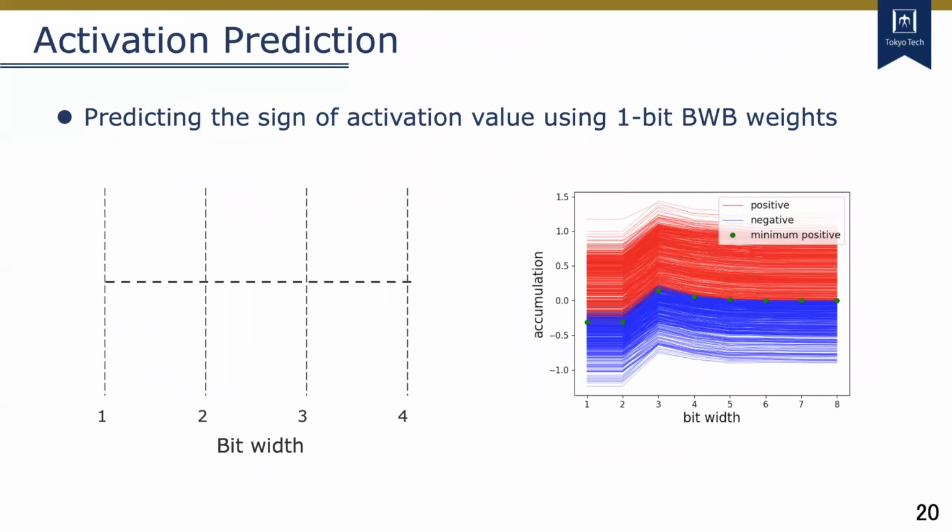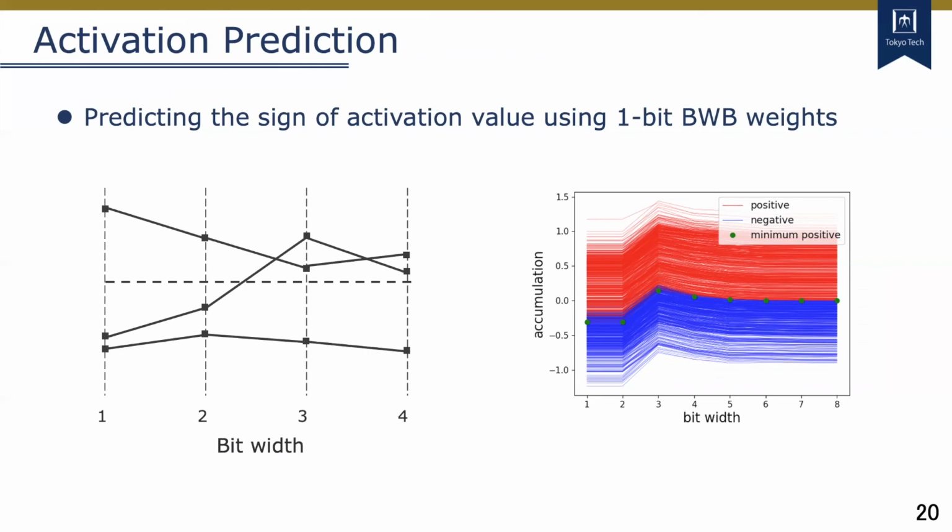Next, I will discuss further computation reduction using activation prediction. In this slide, I explain the right figure. These 3 dots represent the activation output with the calculation of the 1-bit BWB weights, and we repeat this from 1 bit to 4 bit, and then connect the dots. Each line represents the activation value of the same pixel. In this example, two final outputs are positive and one is negative. So the red line represents a line with a final positive value, and the blue line represents a line with a final negative value. And the green circle shows the minimum of all red lines.